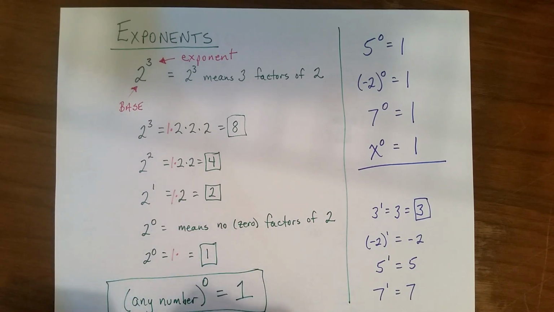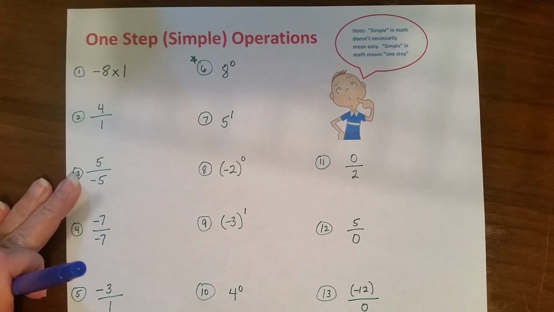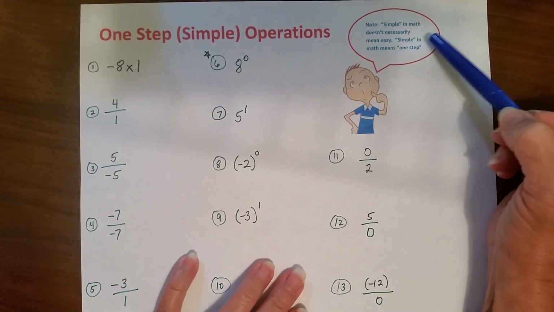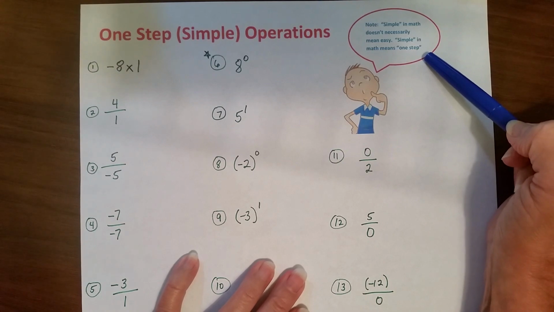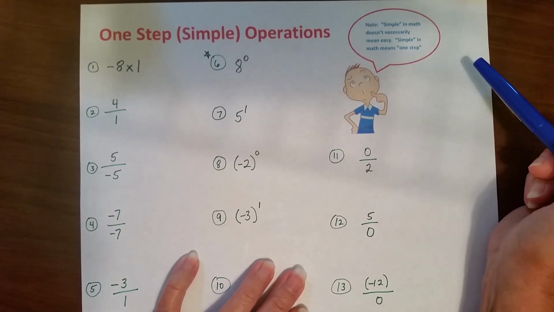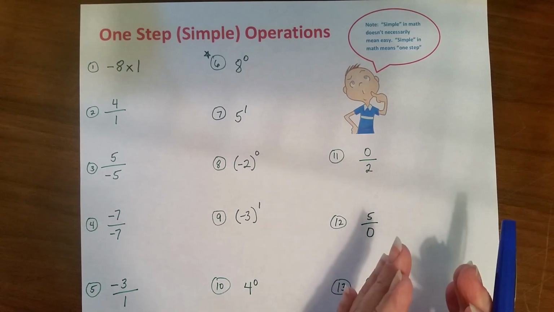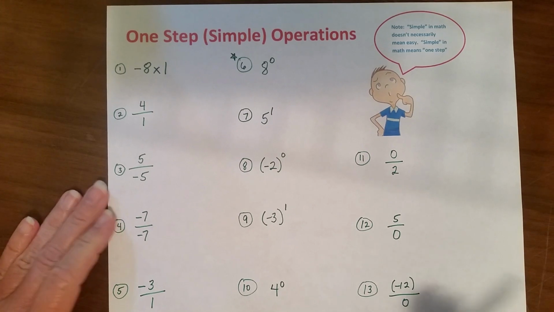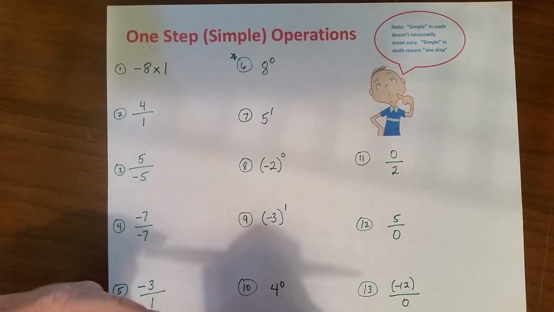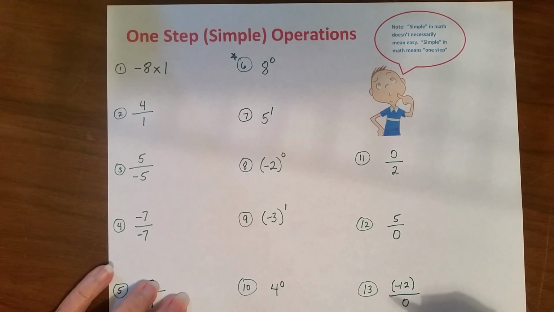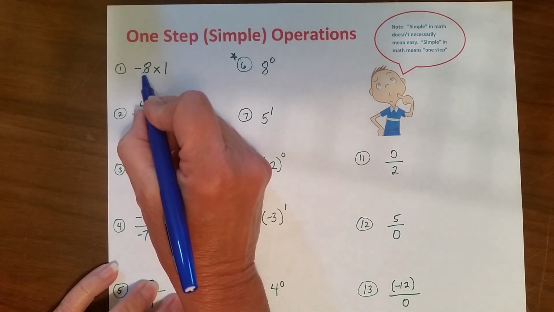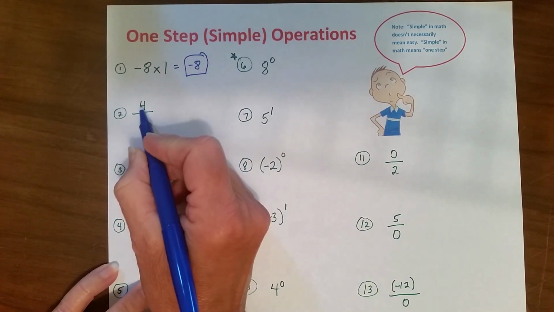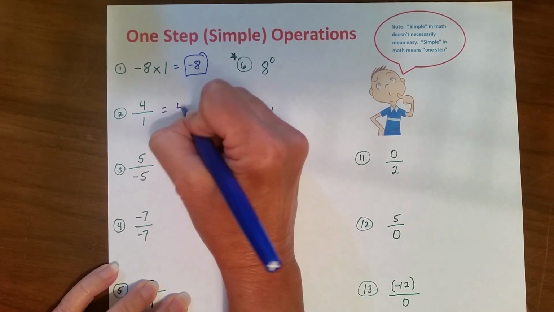All right, now, using that, we're going to do what we call one-step or simple operations. Now, notice this. Simple in math doesn't necessarily mean easy. Simple in math just means one step. So simple as opposed to compound. Okay, simple would be a one-step operation. So let's just buzz through these so you know what to do when you do the delta math stuff. Negative 8 times 1, well, we know that's negative 8. 4 divided by 1, that's 4.